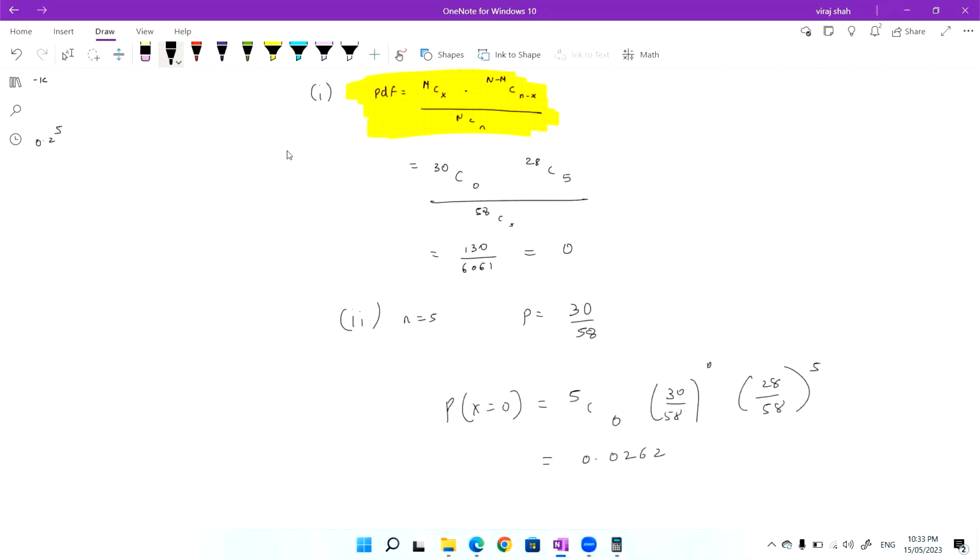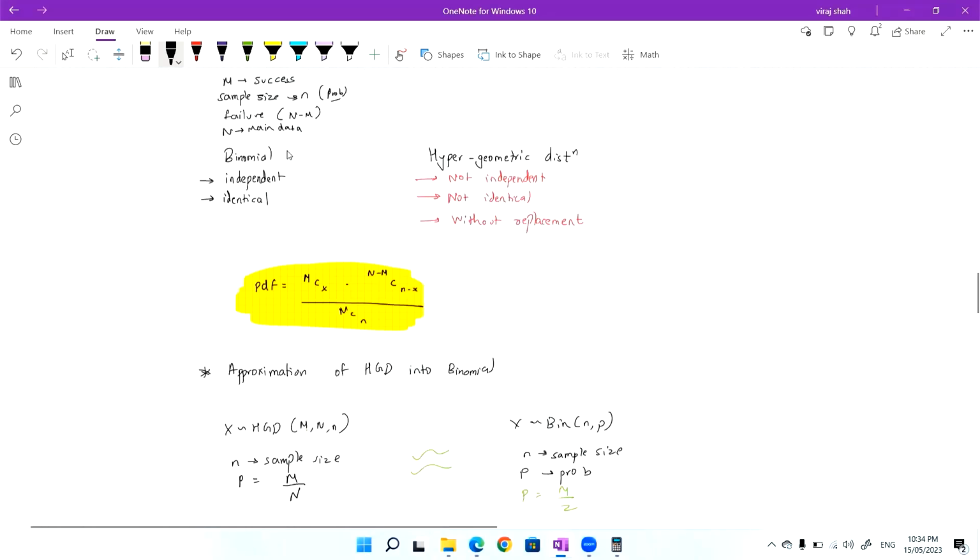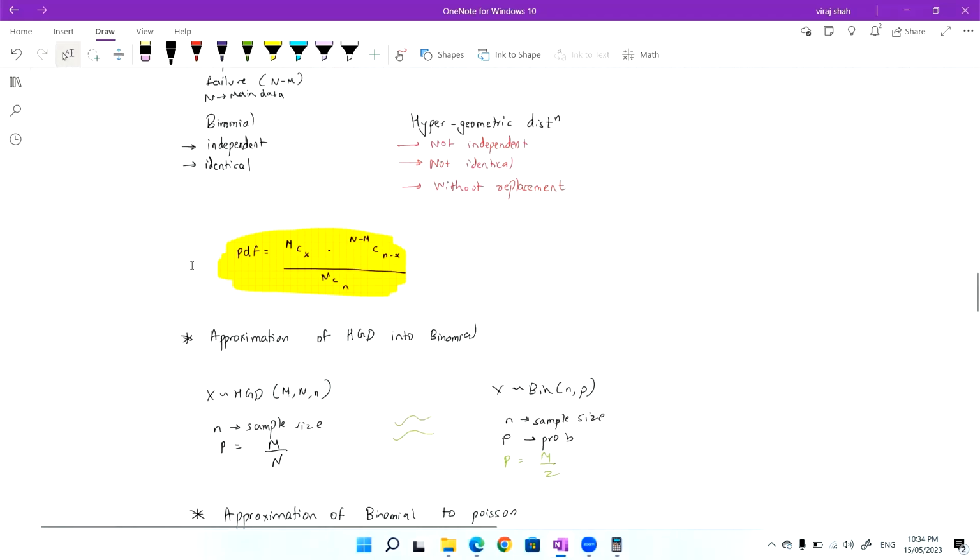This would be 0.0214. So this would be quite similar. So with this, we are done with our hypergeometric distribution.